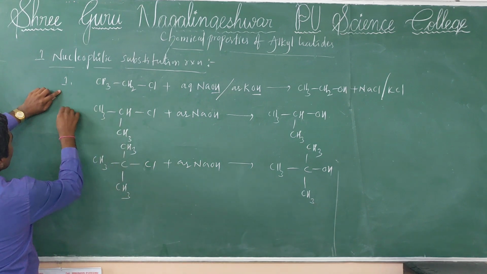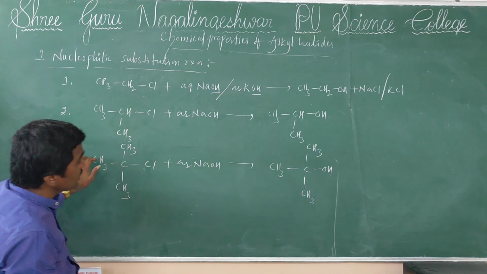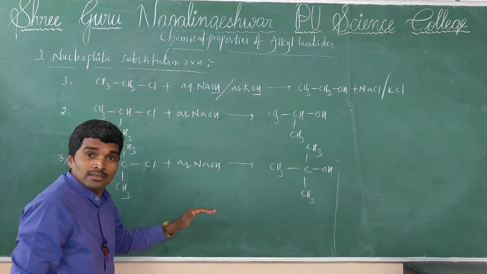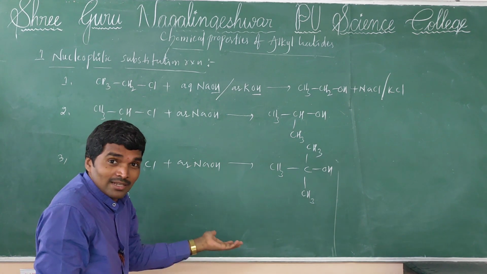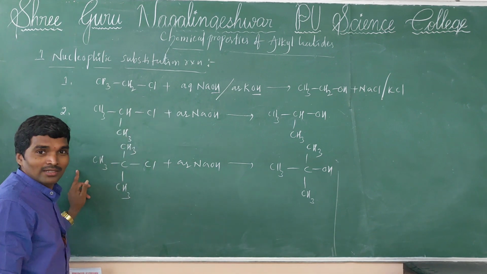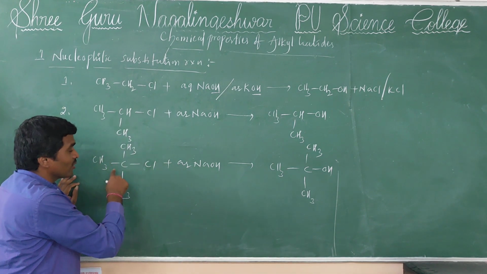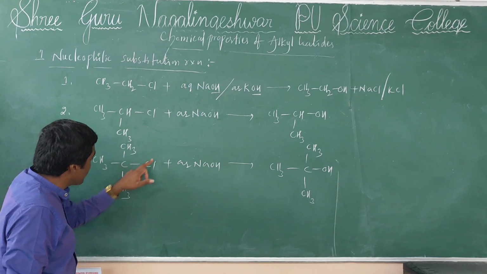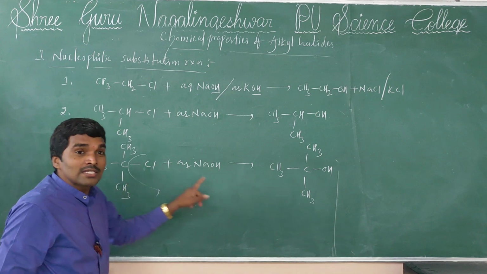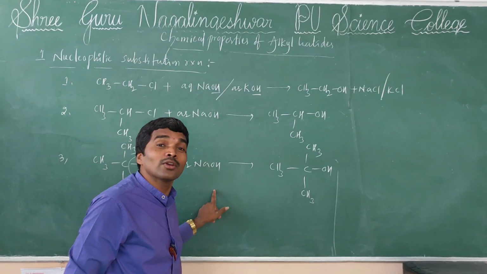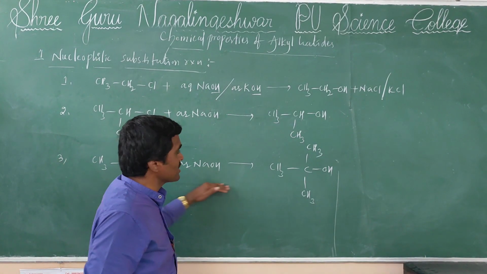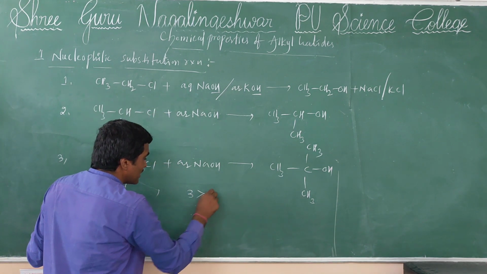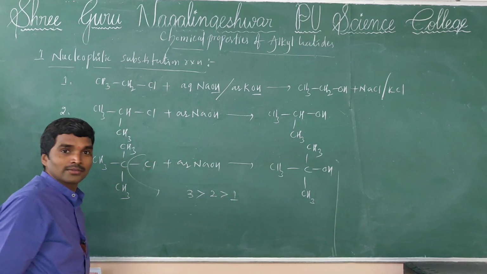Means you observe reaction 1, reaction 2, reaction 3. In these 3 reactions, which reaction takes place faster? The third one. Why? Because tertiary butyl chloride cleavage is fast. When tertiary butyl chloride cleaves, the more stable tertiary butyl carbocation is formed. That's why this reaction takes place fast. In these 3 reactions, the reactivity order is 3 greater than 2 greater than 1.